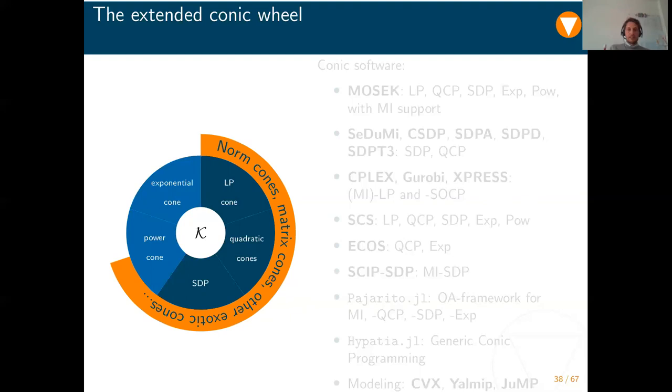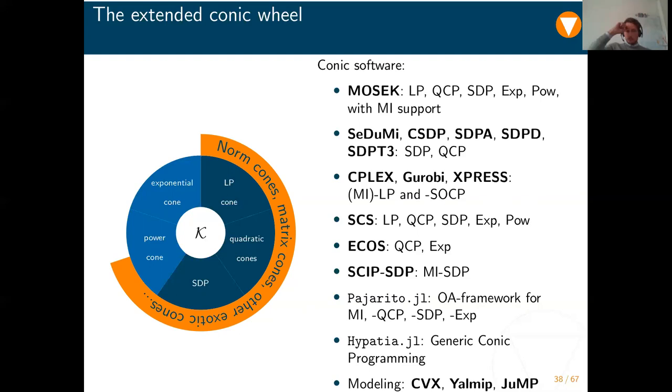Yeah, I listed some software here. Maybe I should go through it somehow quickly, and it's likely not to be a complete list. I might have forgotten something. What I feel like naming here is, well, certainly Mosek, which is now specifically designed for conic optimization, and it precisely supports the five cones we have seen, in almost all cases with mixed integer support.